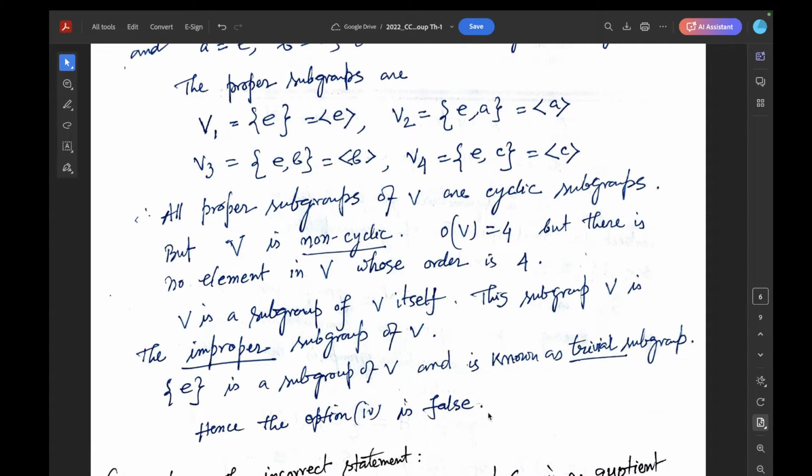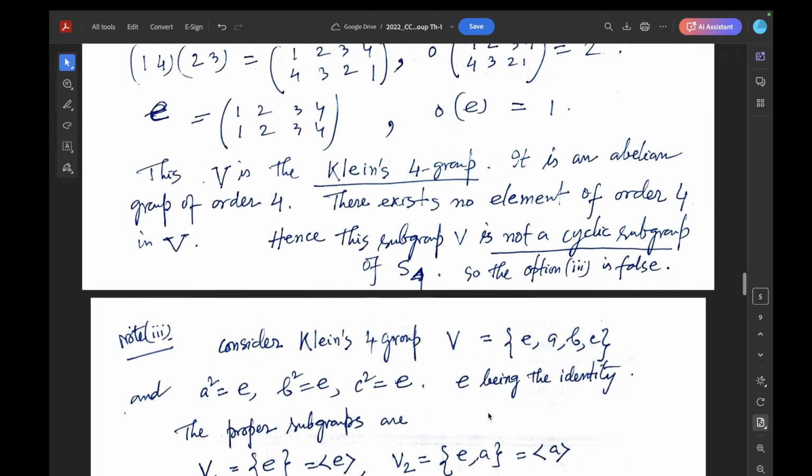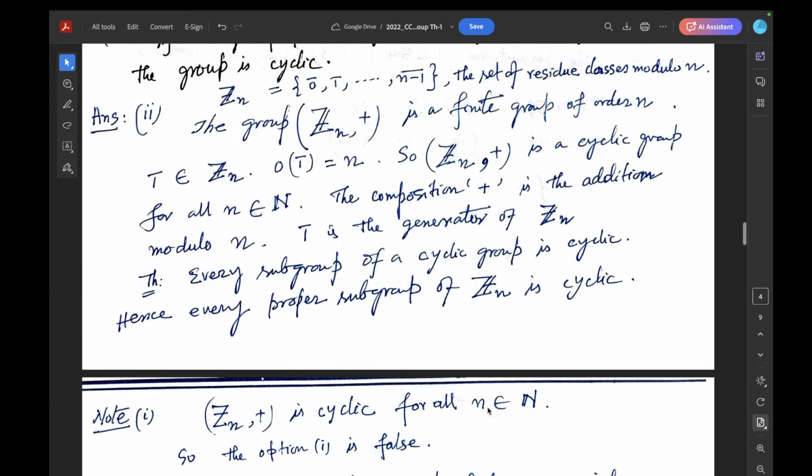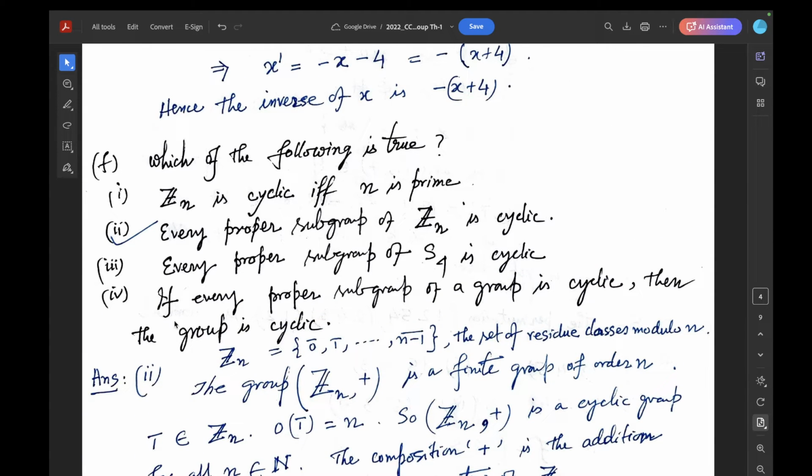Hence, option 4 is also false. So the correct option is 2. Correct option is 2.